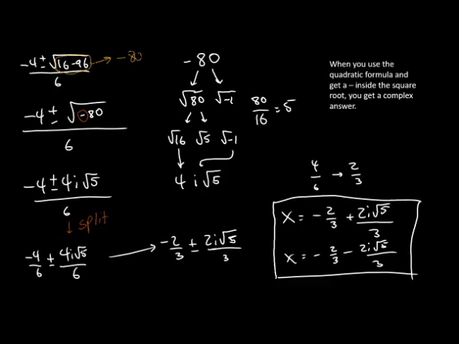Again, with the quadratic formula, we get answers that aren't too pretty, but they're perfectly fine answers. We will get two complex solutions. Notice that in these complex solutions, the real part, the negative 2/3, is the same for both, and the imaginary part only differs by the sign in front of it.